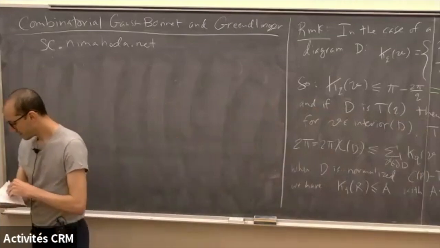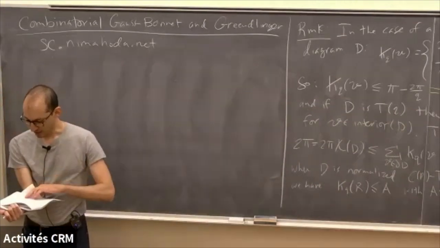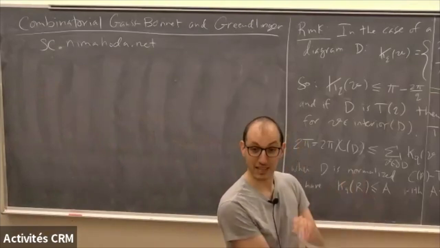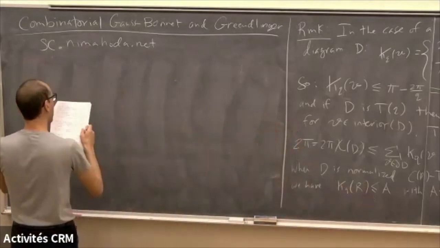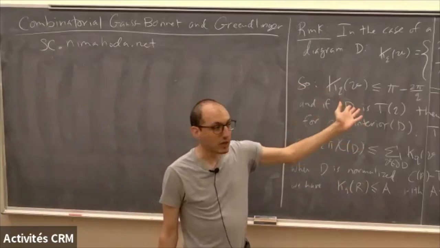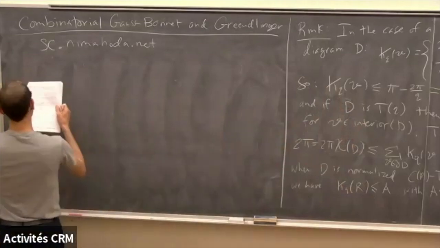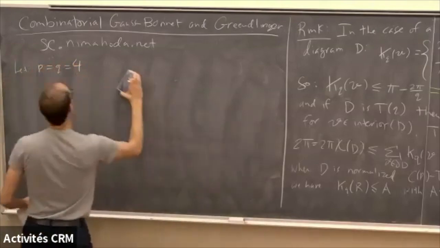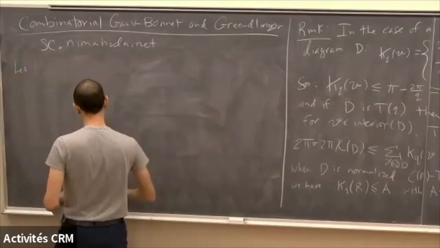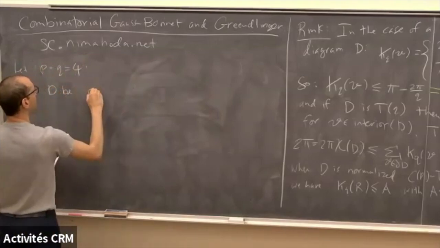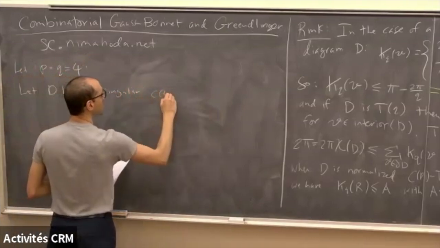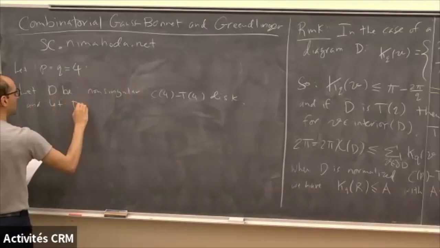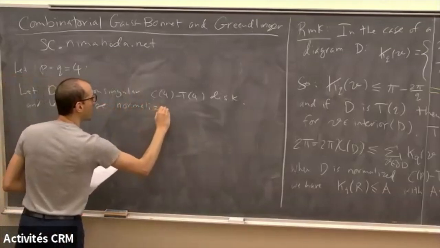All right. So we'll get to Greendlinger's lemma for maybe C(4)-T(4), and we can read C(6) from the notes. Okay, so those are the hyperbolic cases. What can we do with this for the Euclidean cases, which are also of great interest? Let p equal q equal 4. So we're going to be in C(4)-T(4) world. Let D be a non-singular C(4)-T(4) disk, and let D prime be a normalized associate.